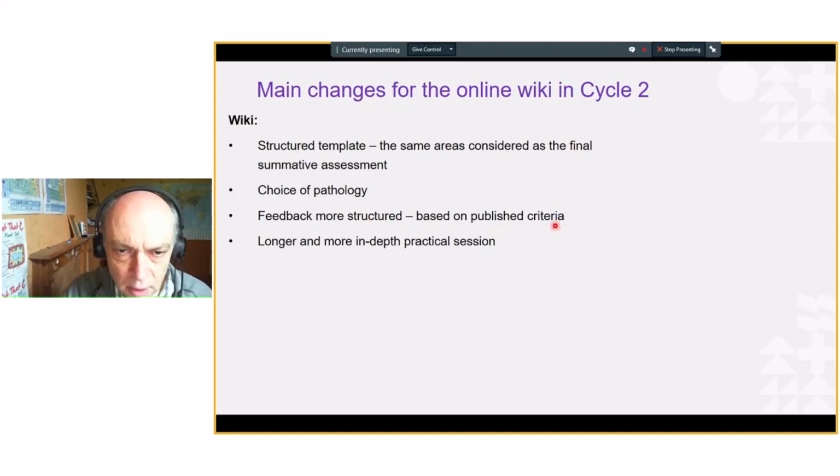Feedback was more structured as well. I gave it on published criteria. I told them I was going to feedback on certain elements, and that gave them, I felt, more structure to their feedback. And an important thing here is a longer and more in-depth practical session. So we gave the students a wiki and they worked on it together in the computer lab, in their groups, to get to grips with the software in an easier environment than being separated by distance and time.